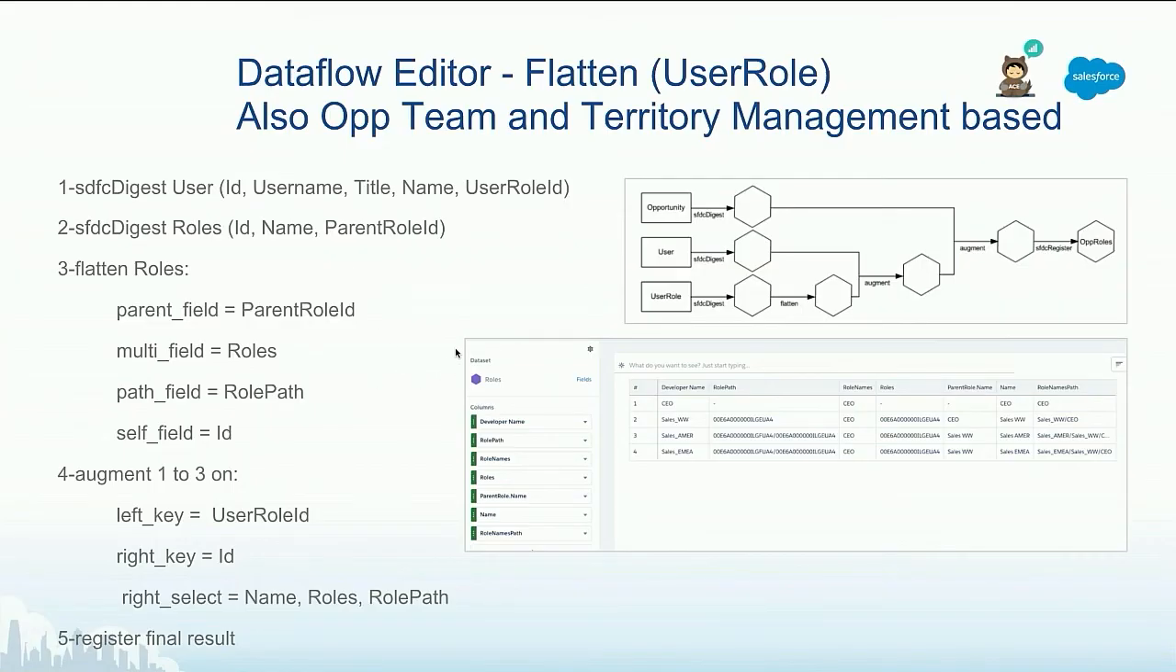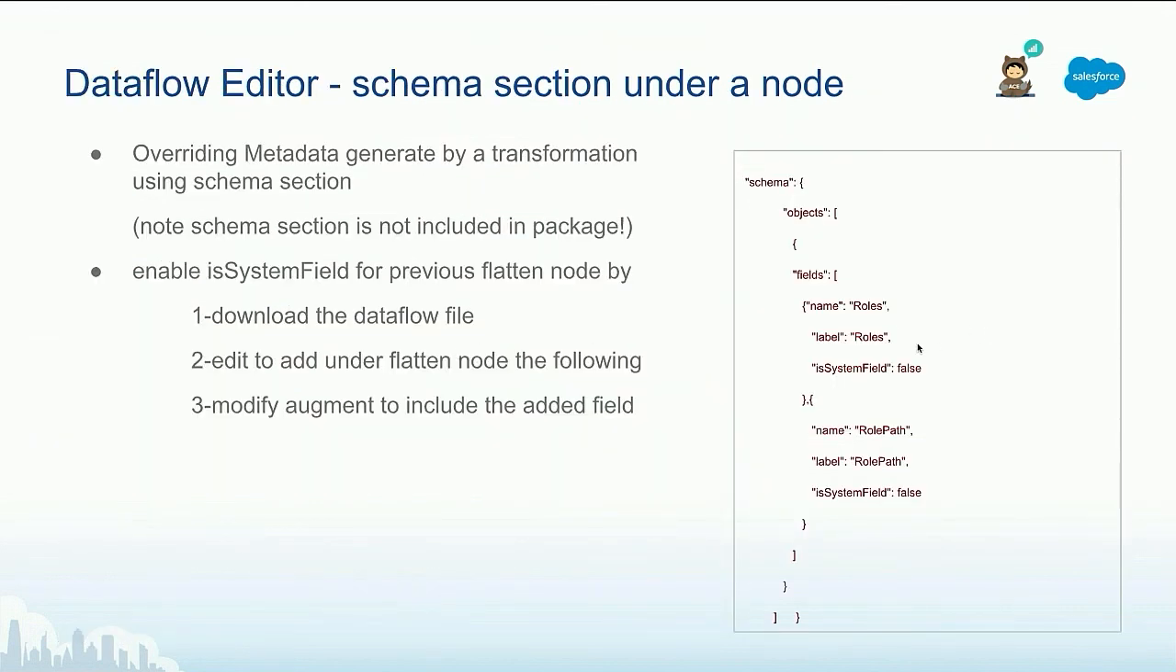Now, one particular thing about flatten, and specifically for the role path, the roles and role path, these fields by default are is system field true, so they are hidden from the UI. You can see them in the data flow, but you cannot see them in the UI when you are exploring or creating steps in the dashboard. If for a reason you want to change these to be able to be seen in the UI, you need to add a schema section.